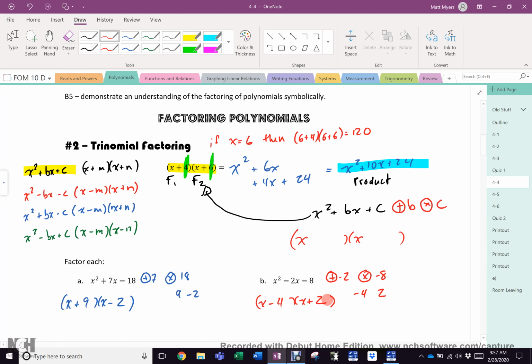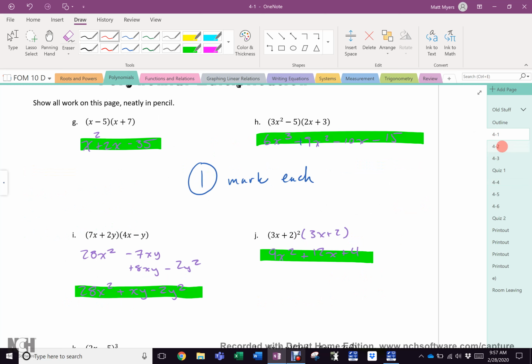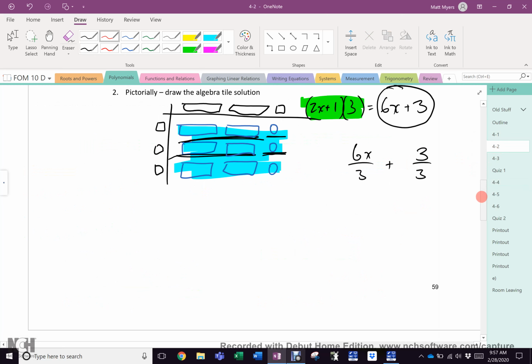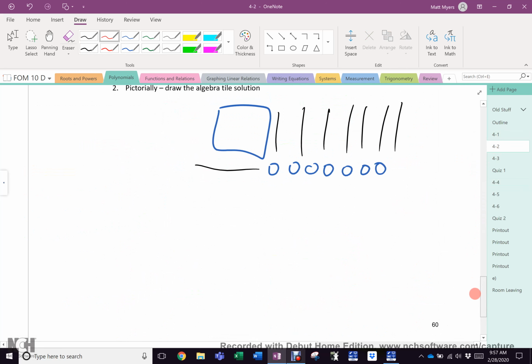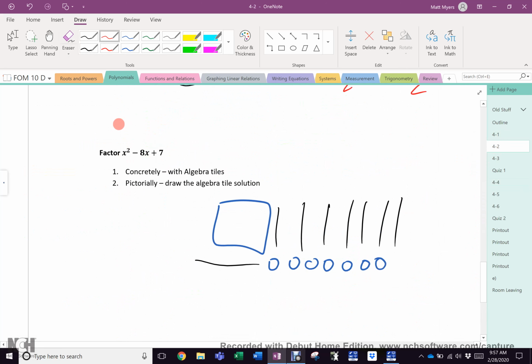Now, I did promise you I'd show you why we do it this way. If you were here on Wednesday when we did this with the actual algebra tiles, remember how hard it was to do this one if we didn't start on the ends, right? That's why we do this. Because we know that this number has to multiply to 7. That's where all the options are, isn't it?